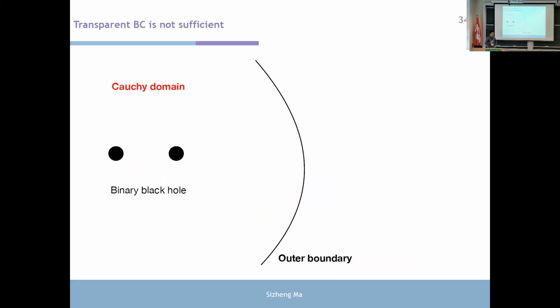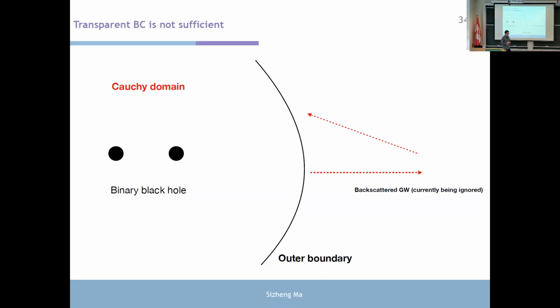To give you an idea, let's consider a toy model. Here we have a binary black hole system on the left, and this is our outer boundary. As the system evolves, it emits gravitational waves outward. Some gravitational waves that have already passed through the outer boundary can be reflected by the local spacetime curvature and re-enter the simulation domain again. Right now, this transparent boundary condition is not able to capture this backscattered effect.